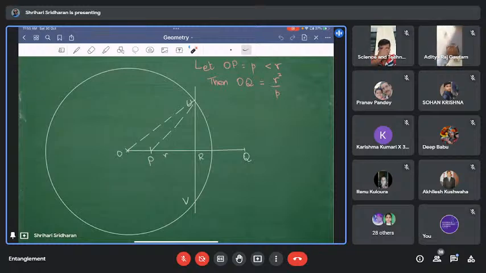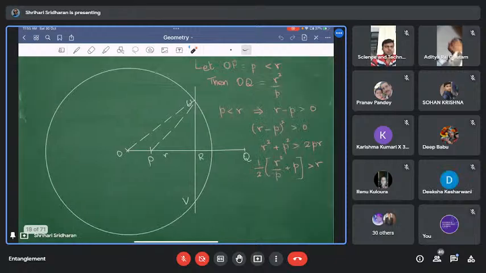Let's take OP to be equal to little p. You know that little p is smaller than r. That's what is given to you. You know that OP times OQ is r squared, which means OQ should be equal to r squared by p. Okay. Now, what does p less than r mean?